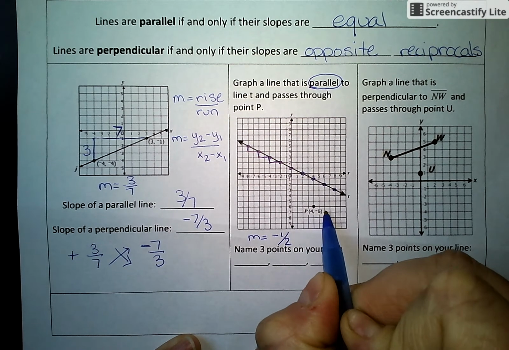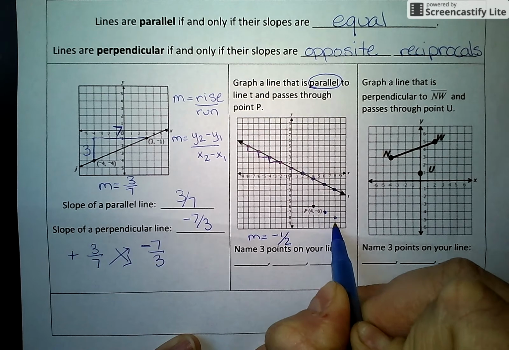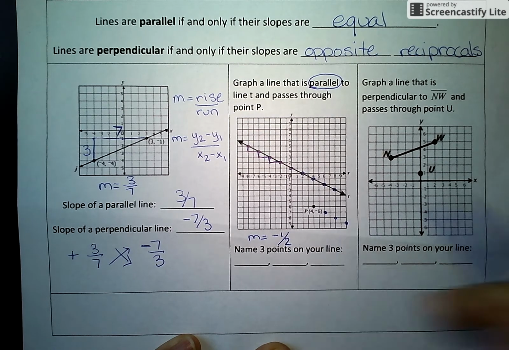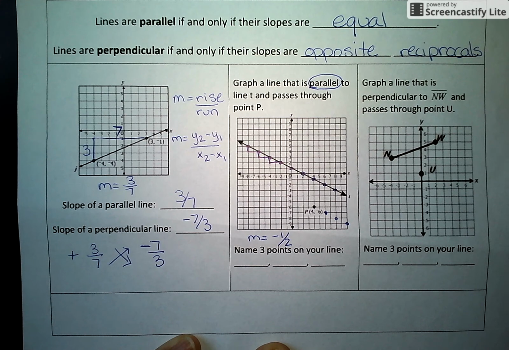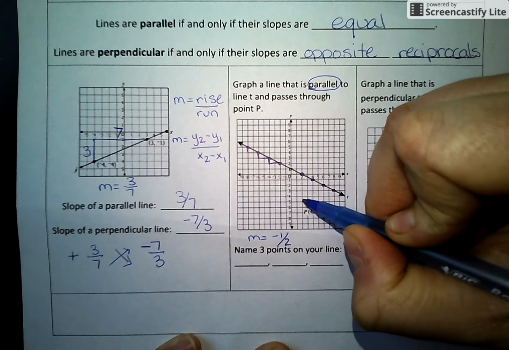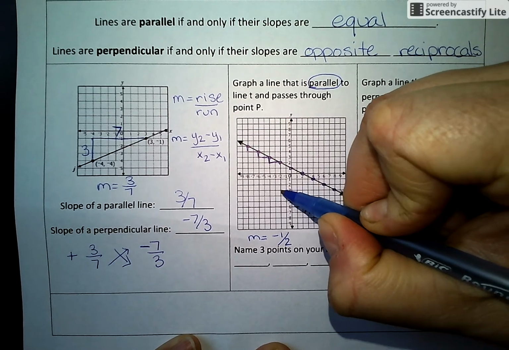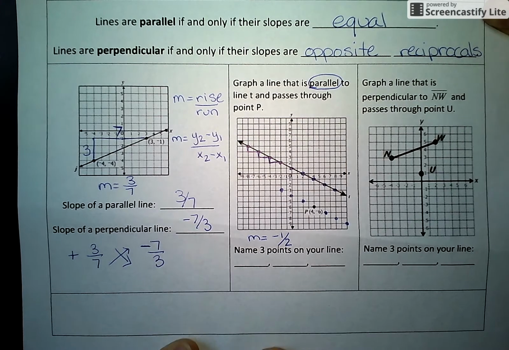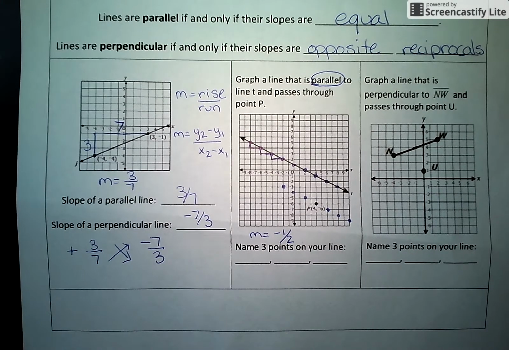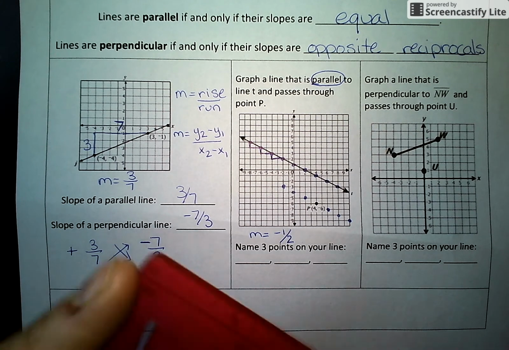Down 1 over 2. Down 1 over 2. Since there's not much space to go in that direction, I could also go up 1 and to the left 2. Up 1 and to the left 2. That should be enough plotted points to make a nice straight line.